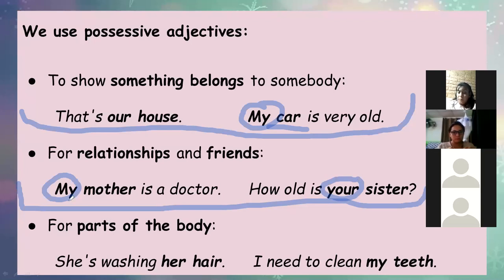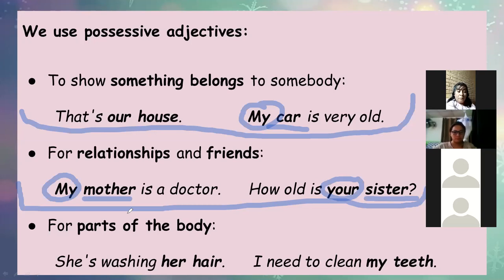So, in this case, the possessive adjective is my. My. And then the relationship, right? Or in the other case, we have your, and then the relationship. Your sister. My teacher. My students. Okay. Our class. Your class. This is your class. This is my class.